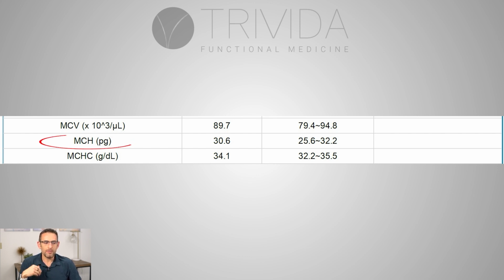MCH stands for mean corpuscular hemoglobin, or average cell color. Again, it could be high, it could be low, and there's a lot of different reasons why that can be high or low. MCHC stands for mean corpuscular hemoglobin concentration, or average cell thickness, average cell consistency. Again, a lot of different reasons why it can be high or low. We need to put this all together in a picture to really get ideas.